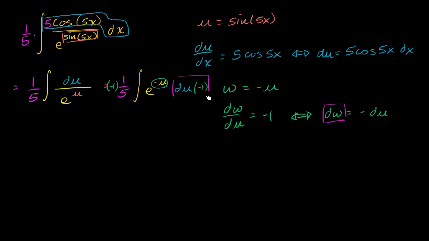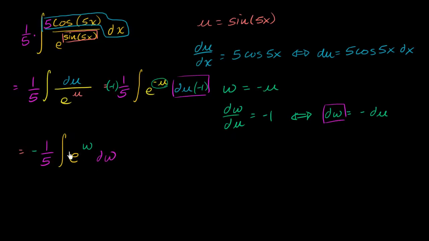This is this right over here. And so we can rewrite our integral. It's going to be equal to negative 1/5, trying to use the colors as best as I can, negative 1/5 times the indefinite integral of e to the, well, instead of negative u, we can write w. e to the w, and instead of du times negative 1, or negative du, we can write dw.